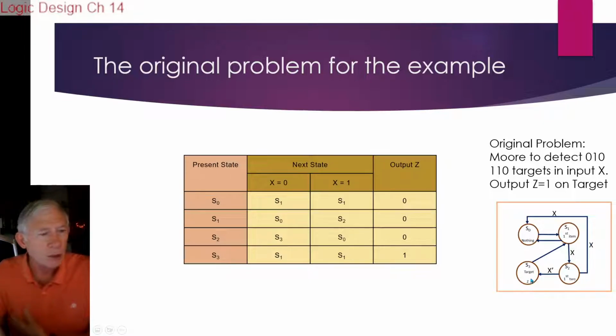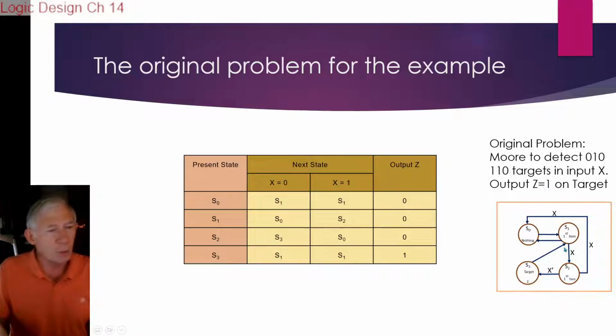Now in S3, we're going to output Z equals 1, so I write a Z in here. Wherever you see a Z, it means Z is 1. Wherever you don't see Z, it means it's 0. So it's 0 here, here, and here, but here it's 1. No matter what we get, we're going to S1 on the next input, and that's because our next input will give us the first item in the next possible target. All right, so that's the problem.